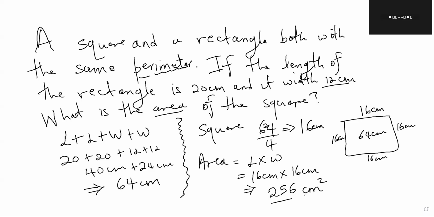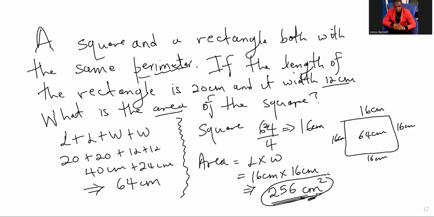If I don't put the square, you're going to get it wrong. So you have to always put the square when you're dealing with the area. But for perimeter, you don't have to put the square, only the unit of measurement. So my final answer for what is the area of the square is 256 centimeters square.